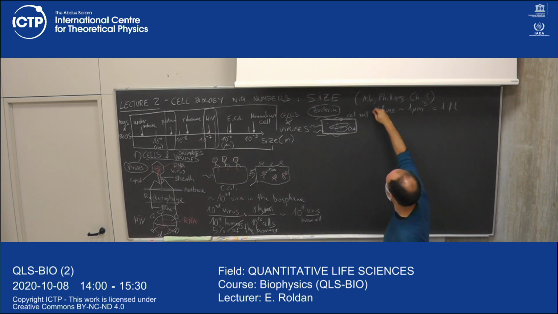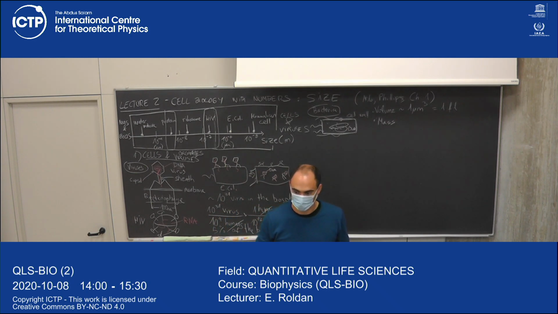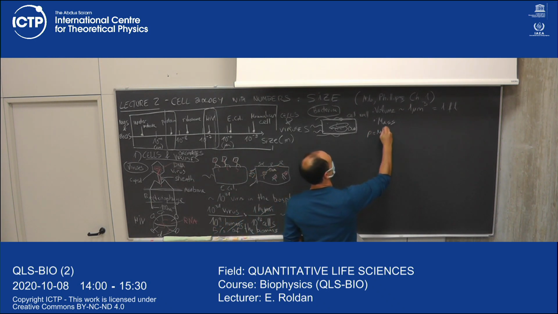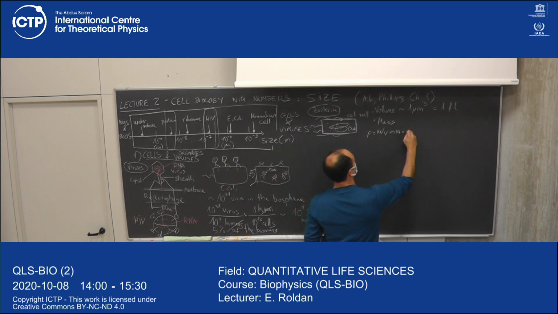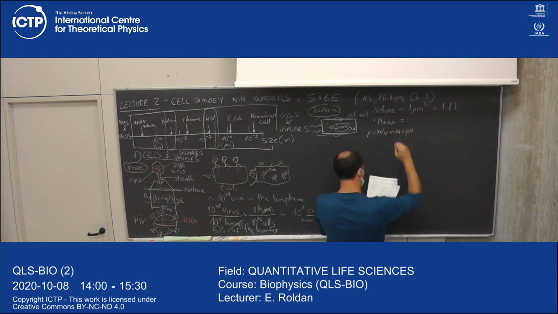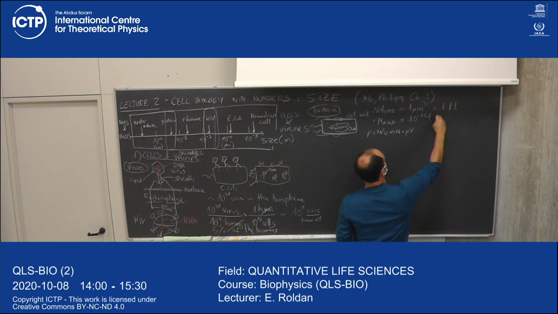And we can also think about what is the mass of this object. How can I calculate the mass? You know the volume? Density? Yes. Density is mass divided by volume, so mass is rho times V, density times volume. What is the volume? The volume is 10 to the minus 15 liters. And what is the density?